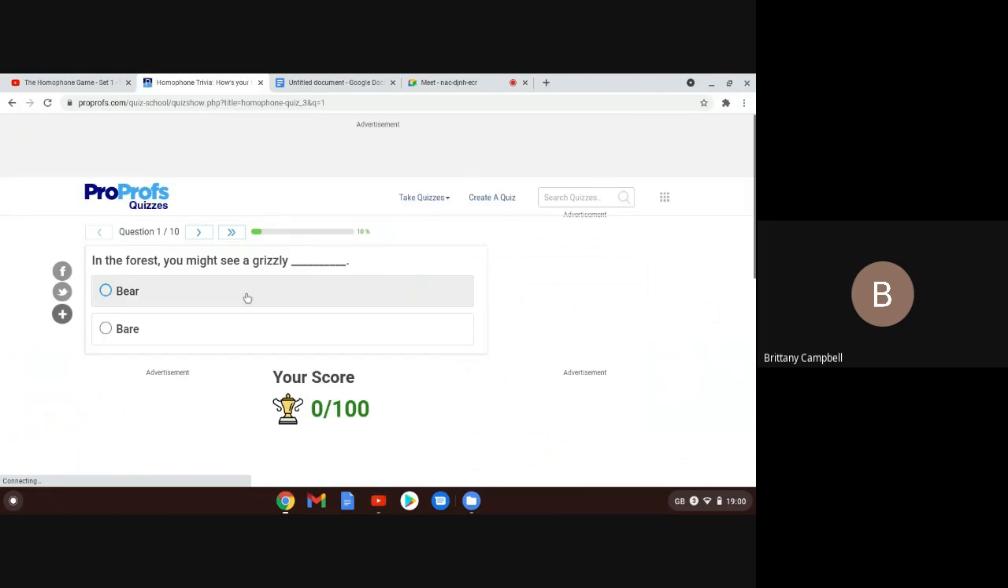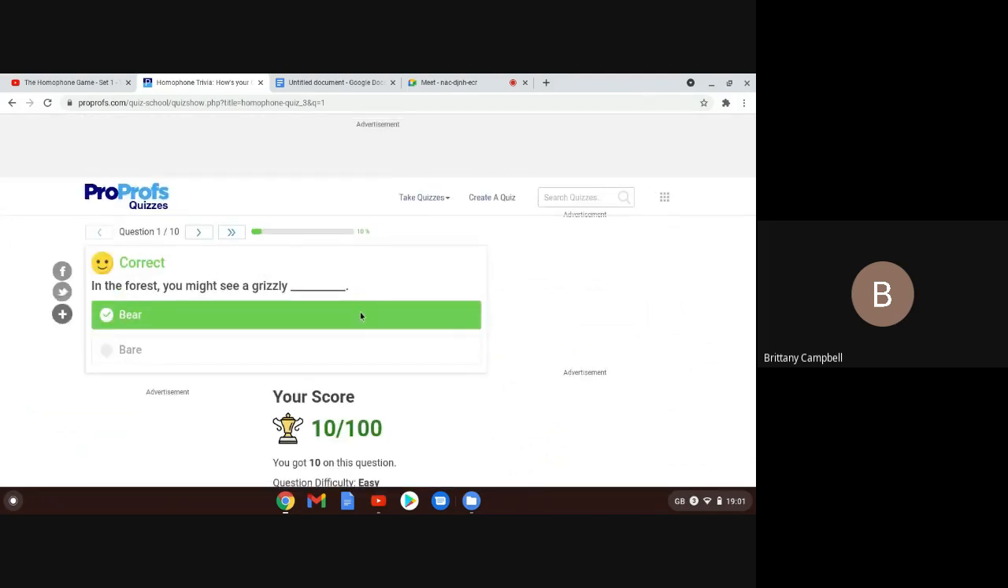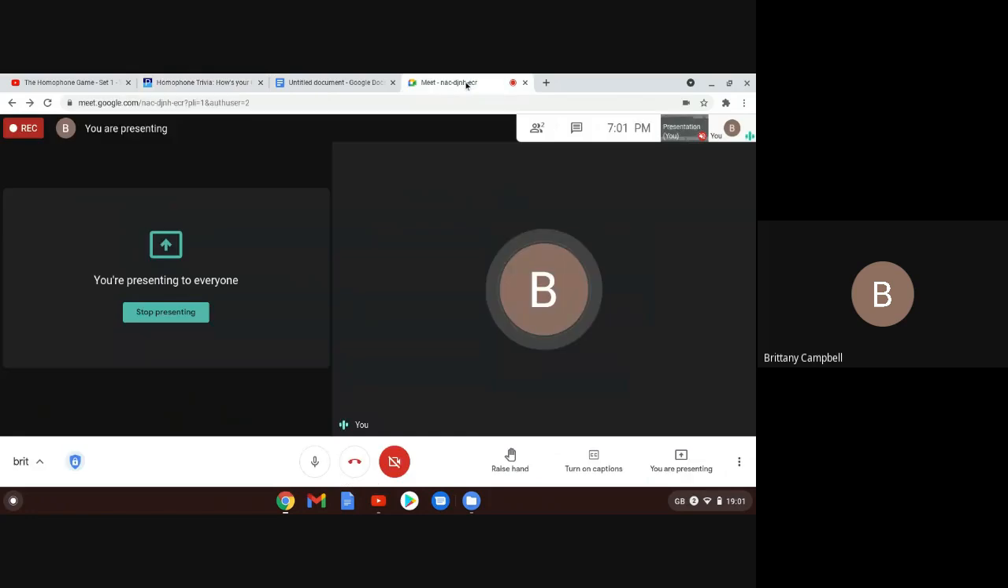All right, so you're going to work on these activities, on these sentences for me. You're going to insert the correct homophone based on the sentence here. Let us try number one together, and you're going to complete this for me. So number one, in the forest, you might see a grizzly. Is it bear as in BEAR, or is it bear as in BARE? Which one? Awesome job. So bear. Indeed, it is correct. Awesome job.